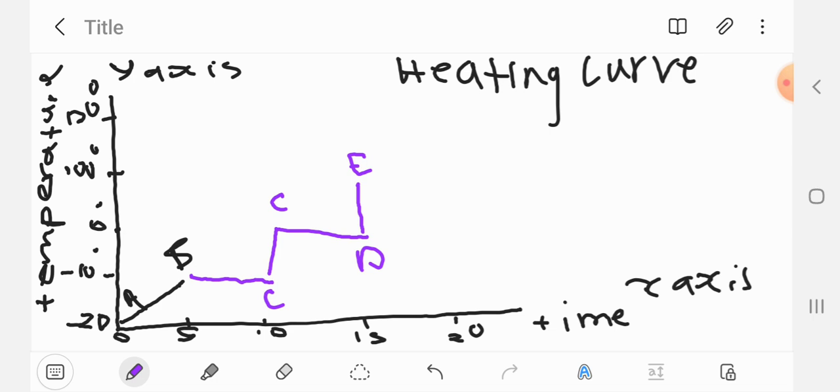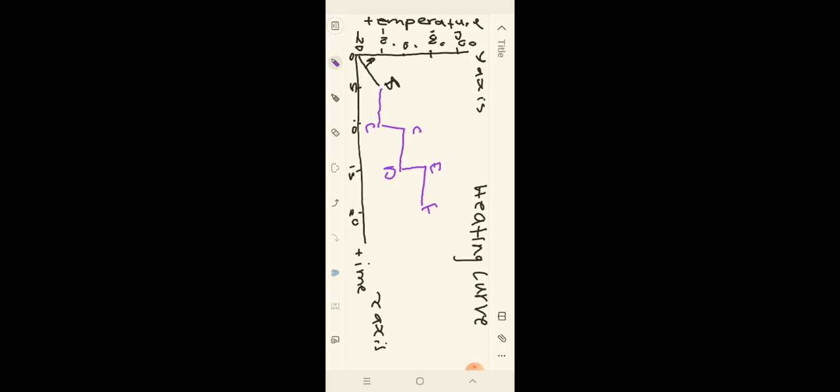So the water is starting to boil. So at D and E, temperature remains constant. The temperature is constant. And then when the temperature gets to 100 degrees, it does not go up. The temperature remains the same during the boiling point, and the particles become gas. Now, at the gas phase, we are now going to E and F. We are now at the gas phase.